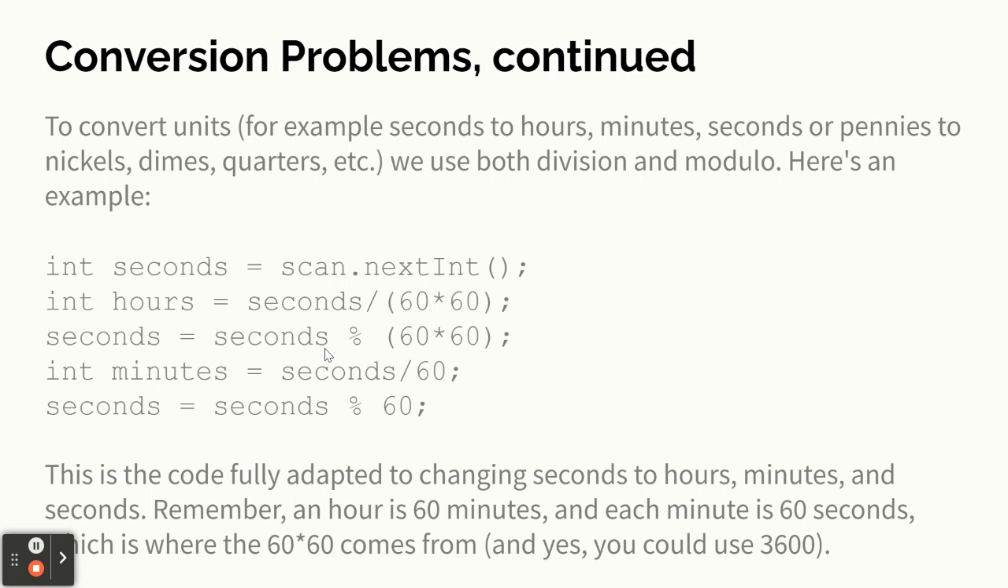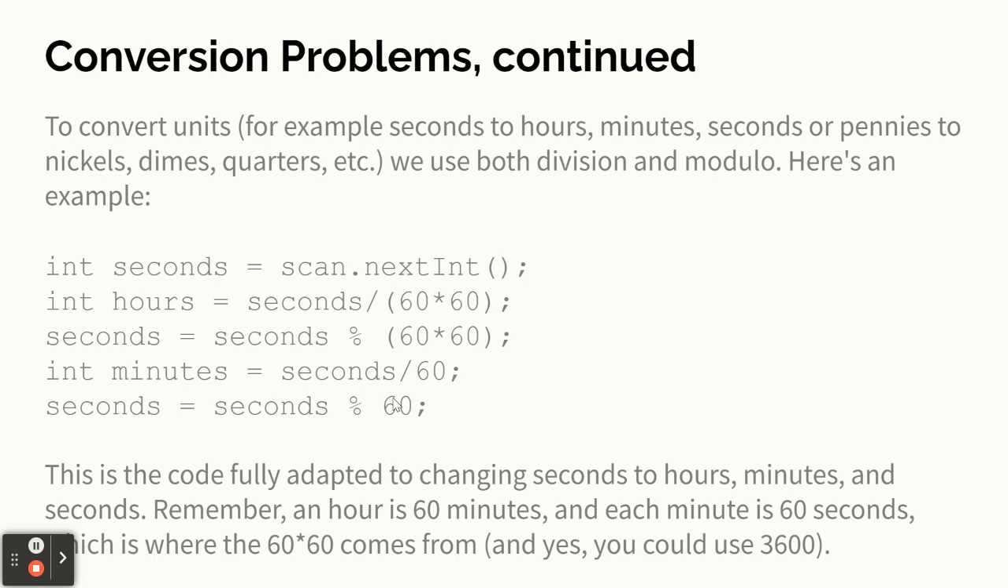We're saying, hey, hours is seconds divided by, and you have to use parentheses there if you're going to do 60 times 60. I left it 60 times 60 just so you weren't wondering where the 3,600 came from. But if you use 3,600, you don't need to put parentheses around it. And then you have to do the modulo to get the hours out of the seconds. And then you do minutes is seconds divided by 60, and then you do the modulo to get the minutes out. So anyway, you'll have this slide deck in just a minute.